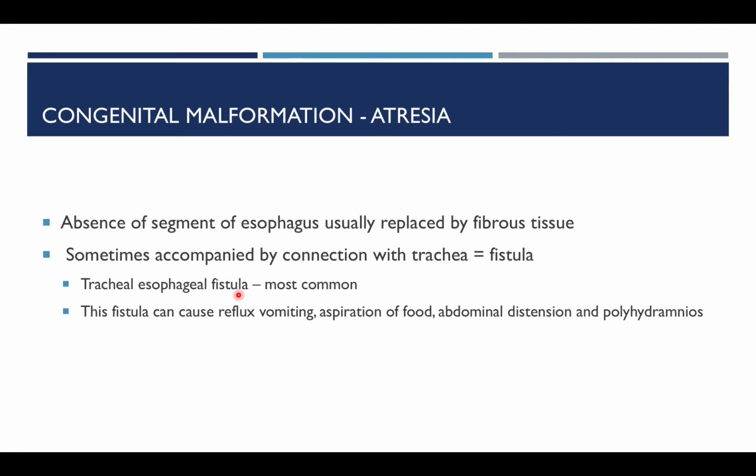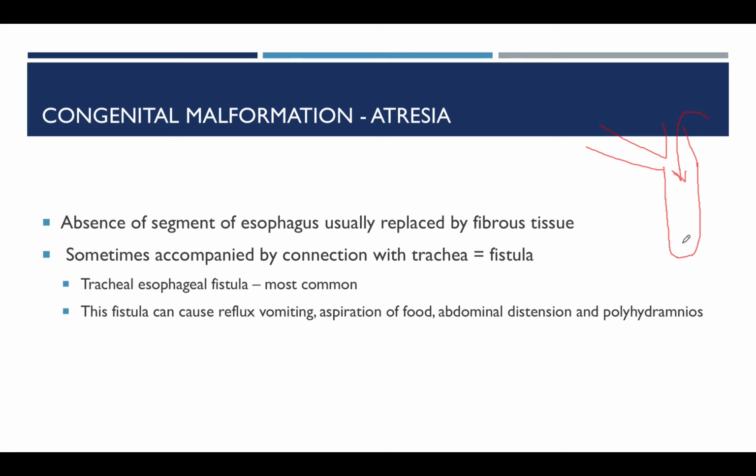So maybe we can draw and better understand what this looks like. So we have our atresia. This is our esophagus with our fibrous tissue. And this is our fistula connecting the entire system to the trachea. So we can think of this as our fistula reaching the trachea. So when we consume food, there's no space for it to go through, so it is vomited back out. One of the presenting factors of atresia and fistula formation is reflux vomiting.